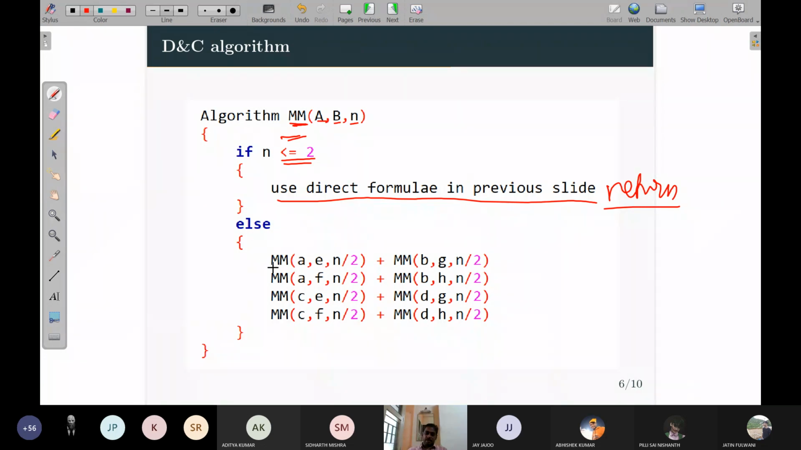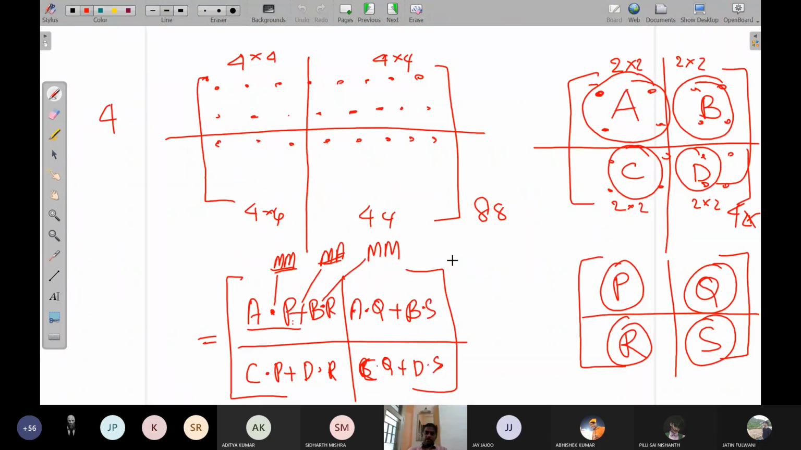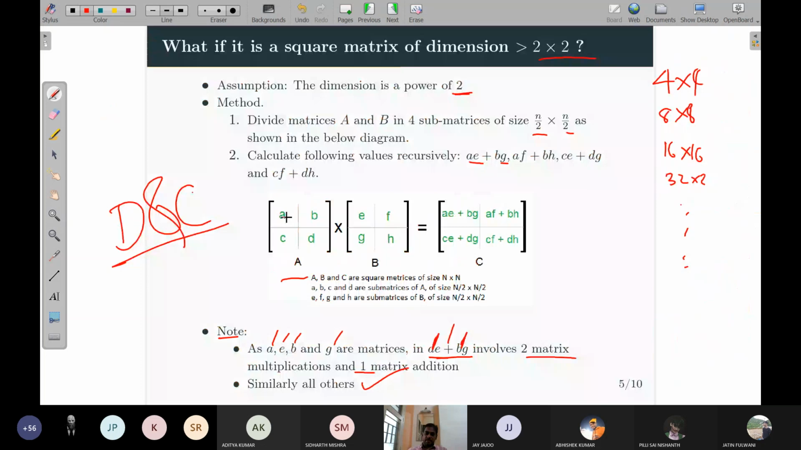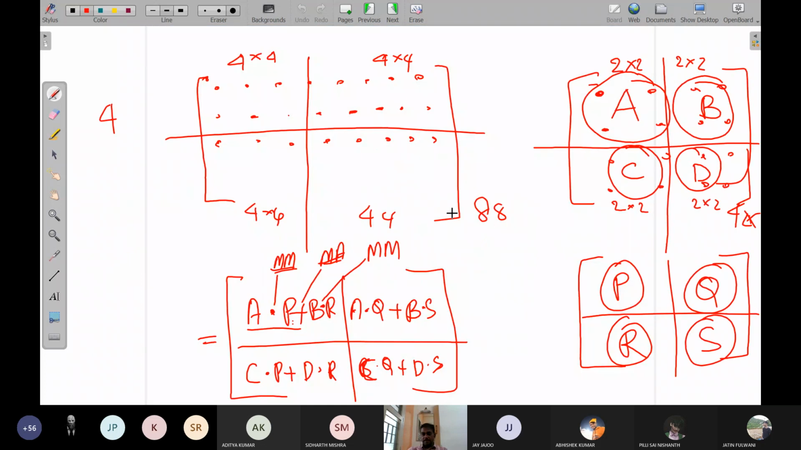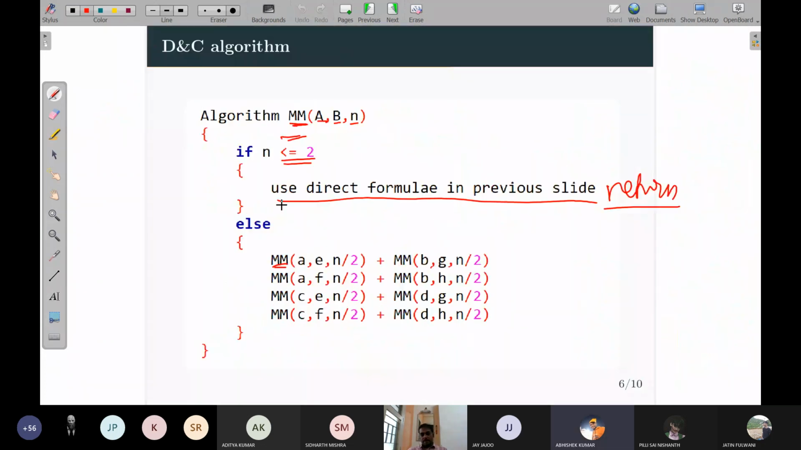Otherwise, what is to be done? Matrix multiplication of A, E with n by 2, matrix multiplication of B, G with n by 2, according to this diagram. AE is of size n by 2, BG is of size n by 2, and these are to be added. Are you following? AE n by 2 plus BG n by 2. So same thing we have written, but using the recursive method. Understood?